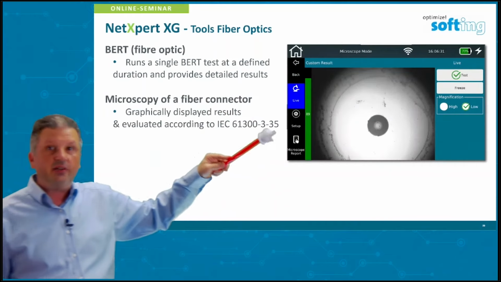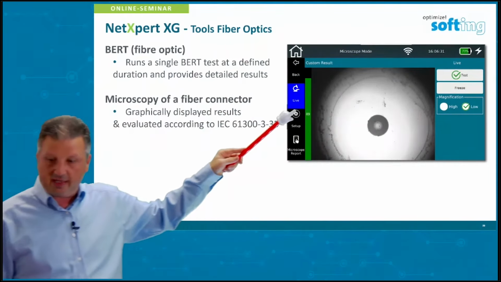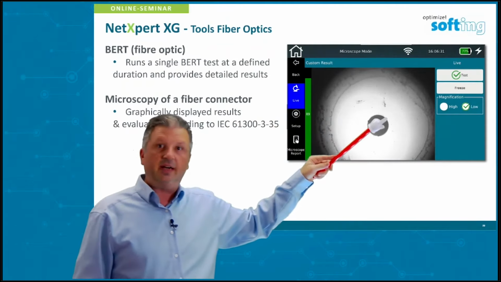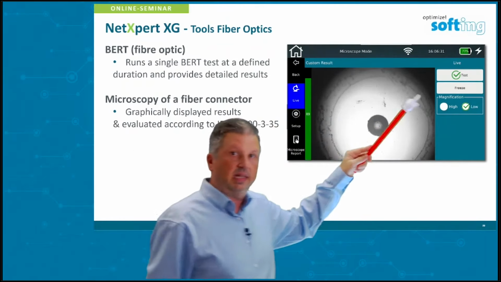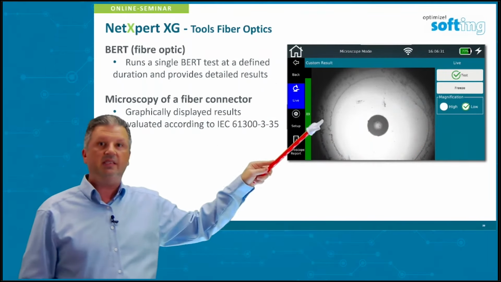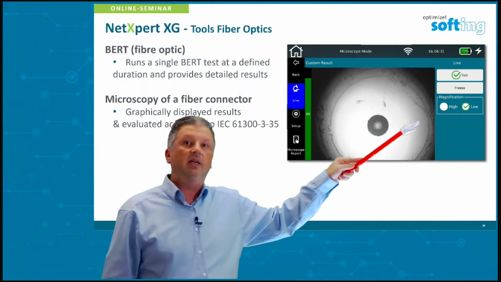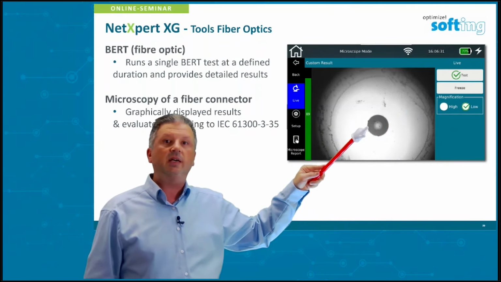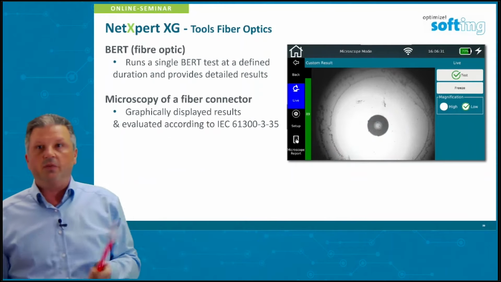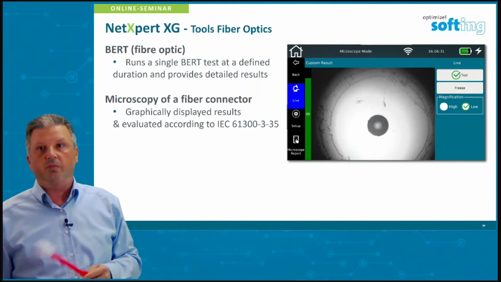Then the microscope testing is also defined via the IEC norm 61300-3-35. This is also selectable, and then we see a lot of zones inside, A, B, C, D, around the connector. That means we see in the middle the core diameter and around it, and you see here there are maybe some dirty connections, problems on it.